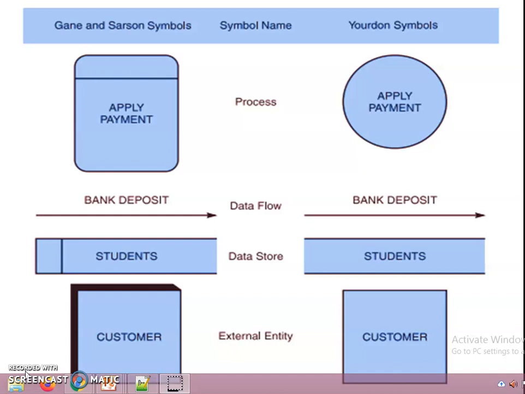So in the next video, we will continue our discussion by understanding what each of these symbols means and the rules on how to use these symbols and how to develop the DFD.